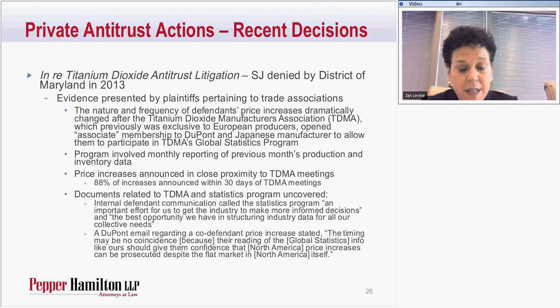Third, as I said before, the price increases announced were in very close proximity to the trade association meetings. In fact, 88% of the increases announced were within 30 days of the meetings. That gave the court great concern.